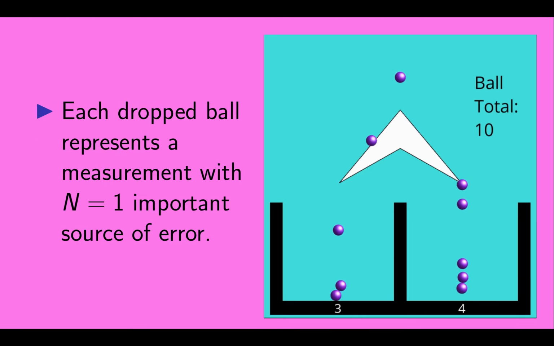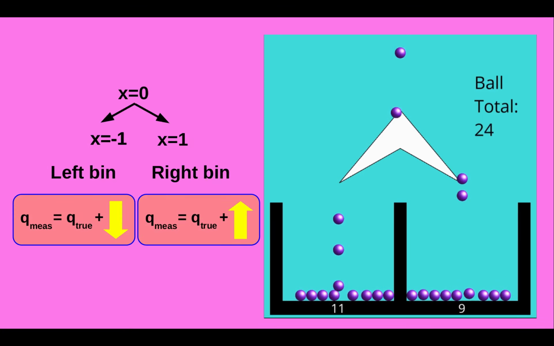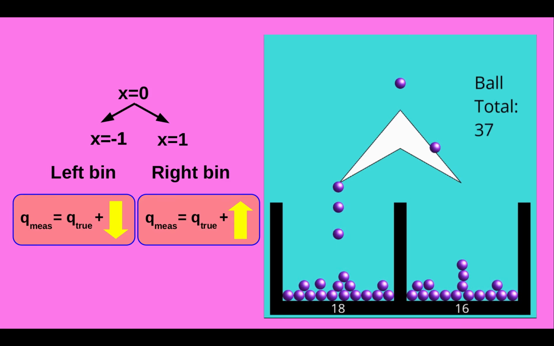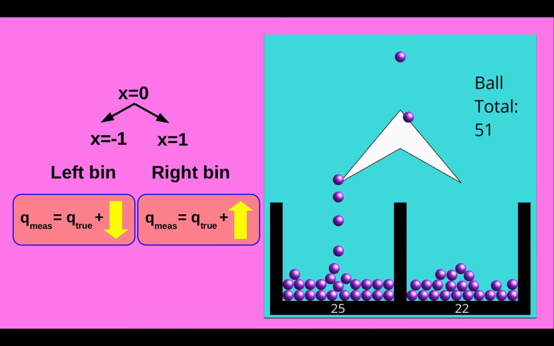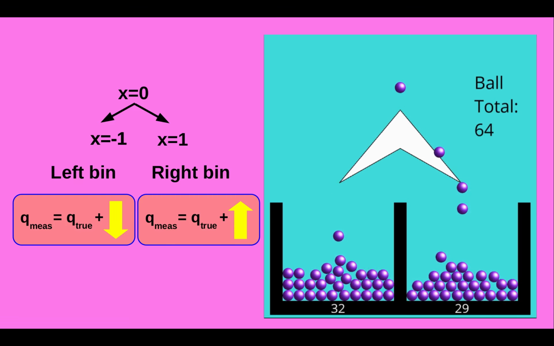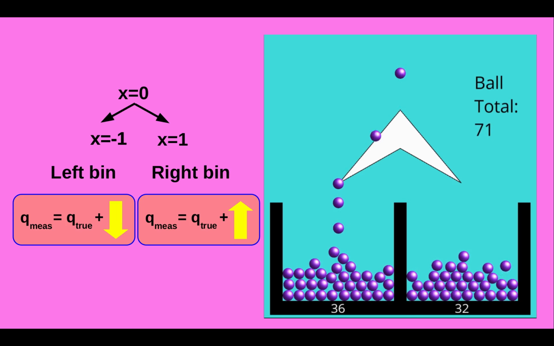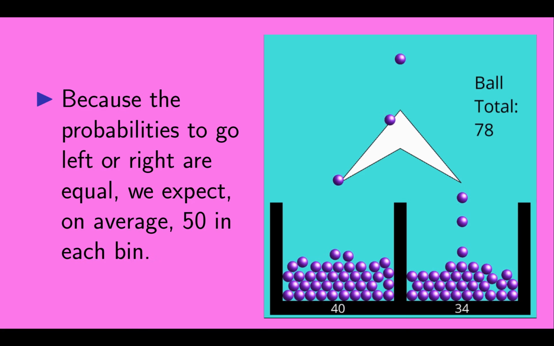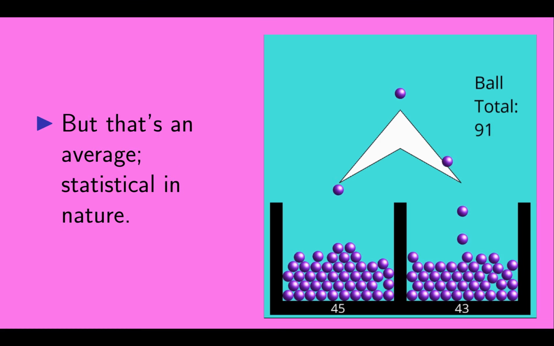Each dropped ball represents a measurement with one important source of error. If the ball goes to x equals minus 1, and thus goes in the left bin, that represents a case where the error source was negative and Q measured was less than Q true. If the ball goes to x equals plus 1, and thus to the right bin, that represents a measurement where Q measured was greater than Q true. Because the probabilities to go left or right are equal, we expect, on average, 50 in each bin. But that's an average. The actual result will be statistical in nature.